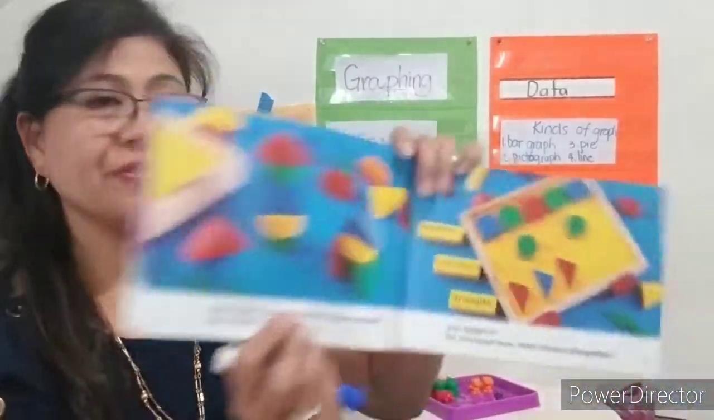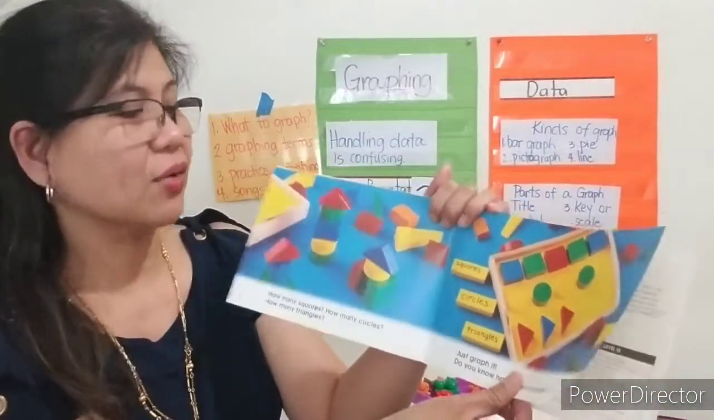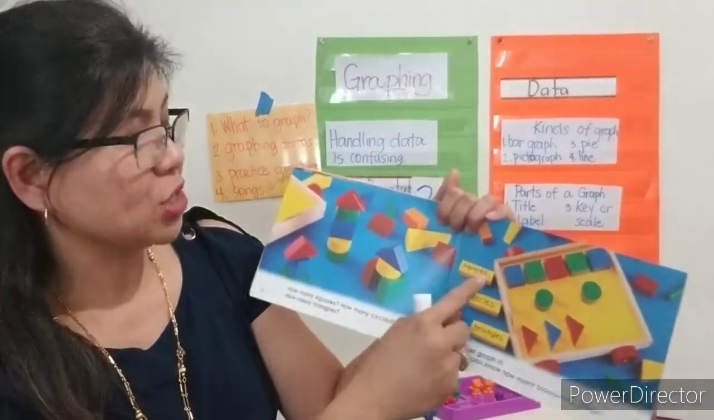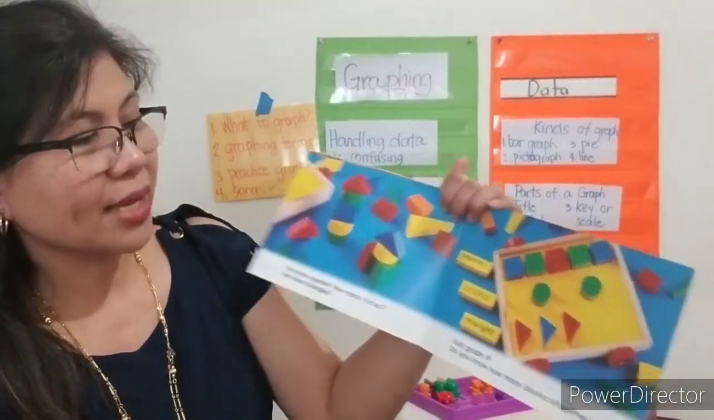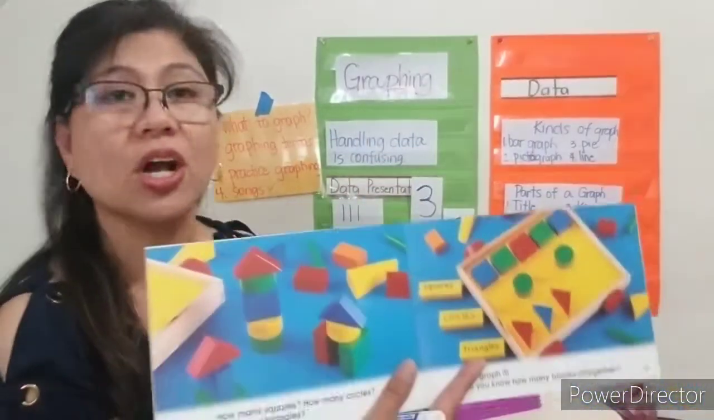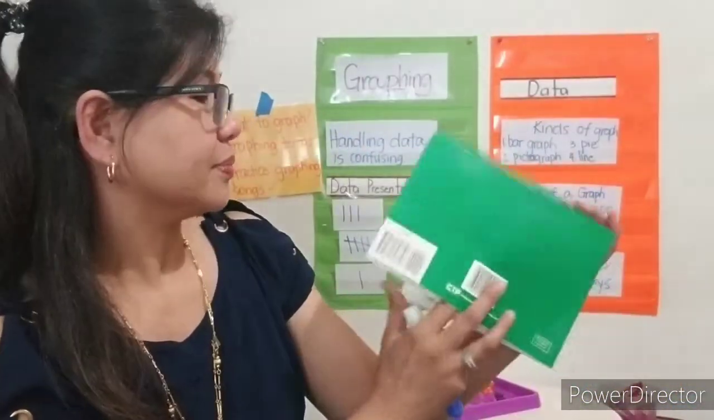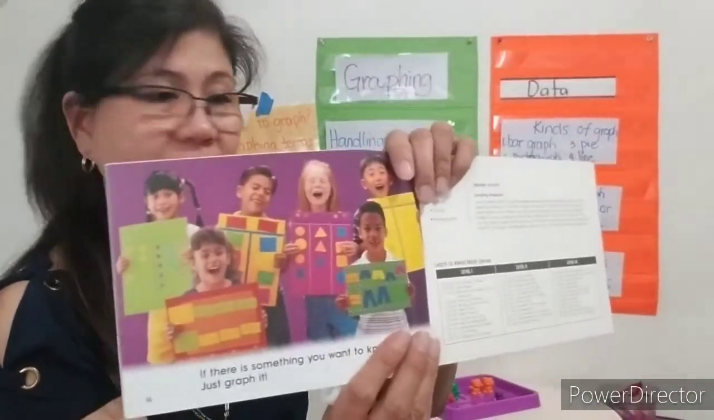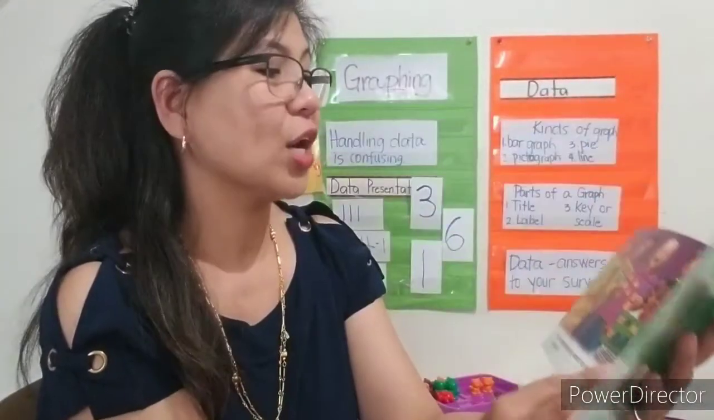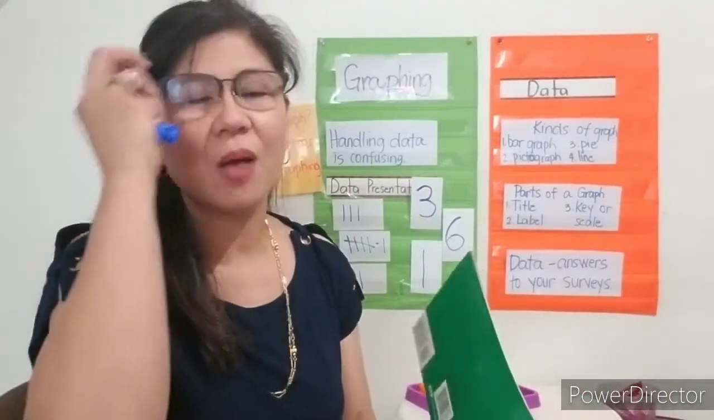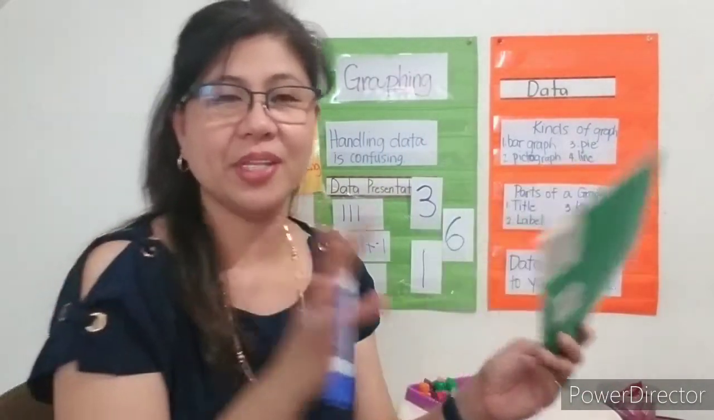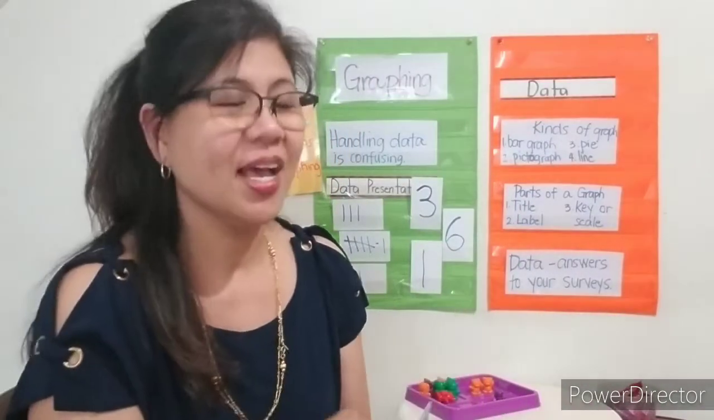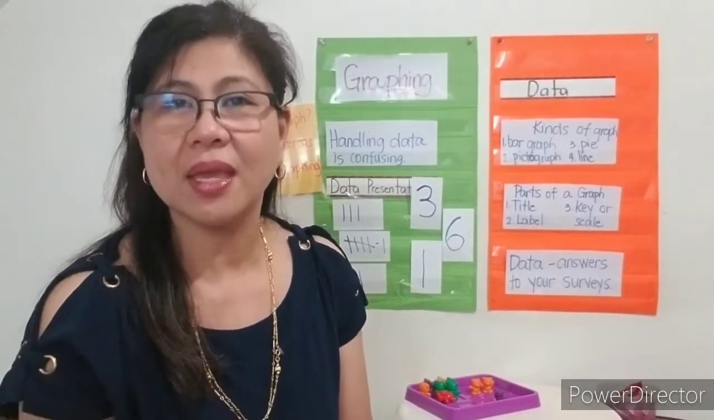And also, if you have blocks at home, you can graph them by shape, sort them by shape, squares, circles, and triangles, or you can sort them the way I did by color. And there you go. There are different kinds of graphs that you can do at home. You can also graph the members of your family. How many are older, how many are younger, how many are teenagers, how many males do you have in the family, how many females do you have in the family. So you can do all that.